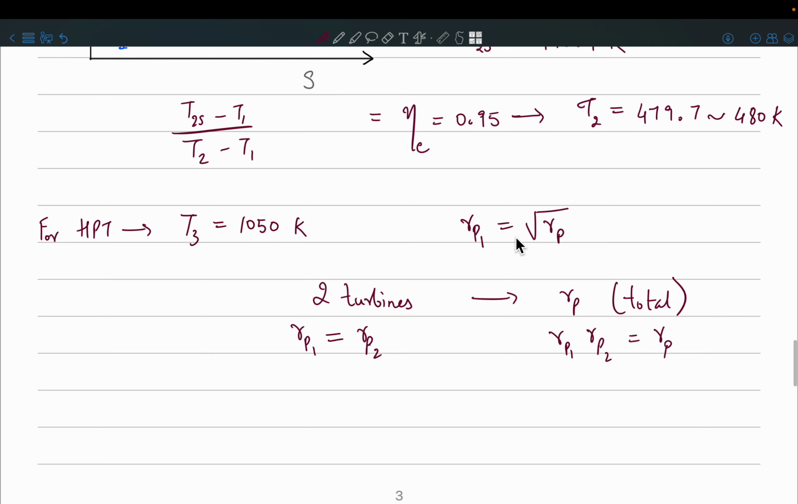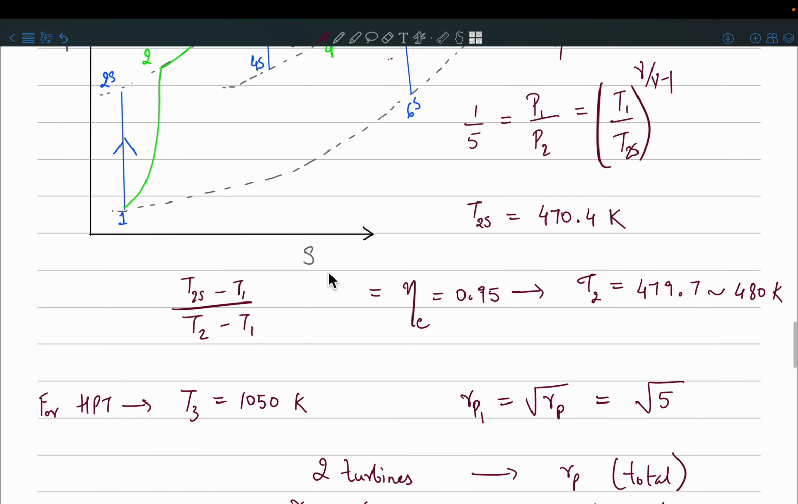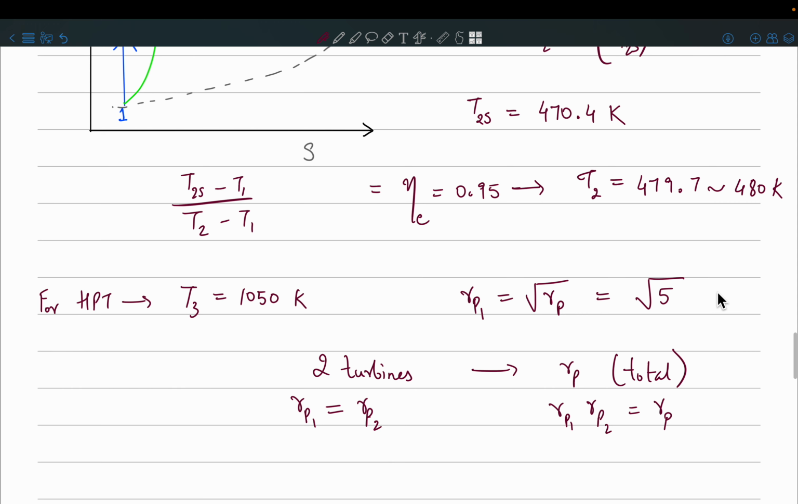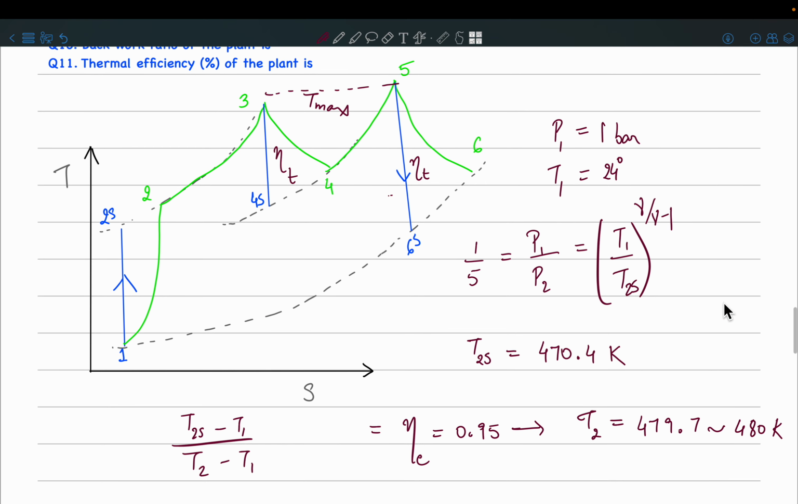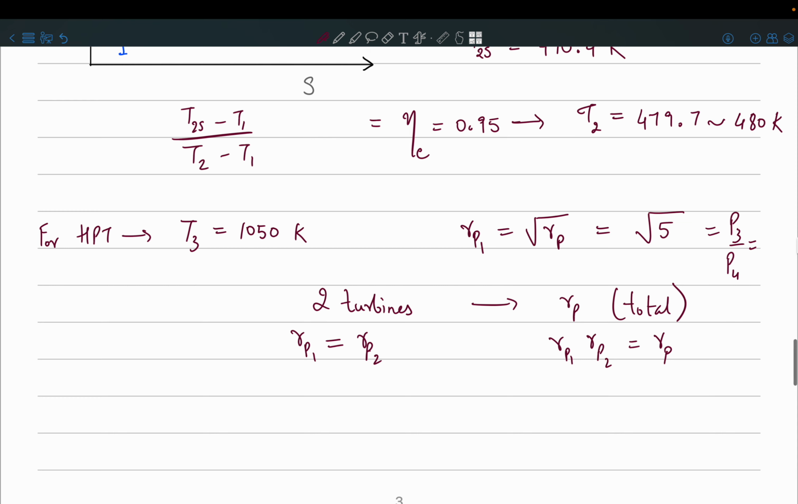Yeah. Okay, so from there you will get the pressure ratio for just the first turbine, which is nothing but under root of 5, right? So this will be P3 by P4. Okay, and this is also P5 by P6, because you are going from 4 to 5. Okay, I hope this is clear. Any doubts still here? How did we get this pressure ratio?